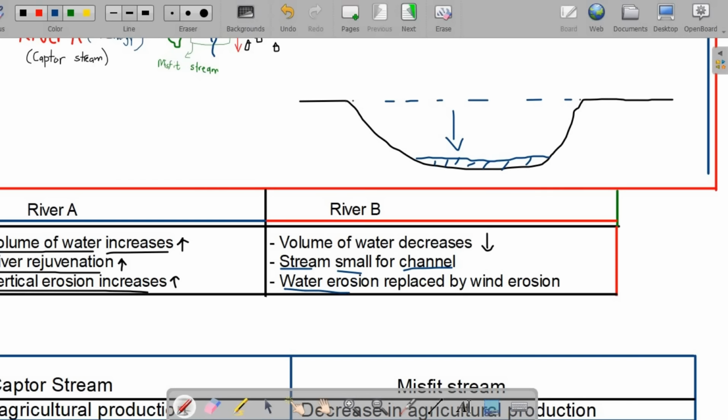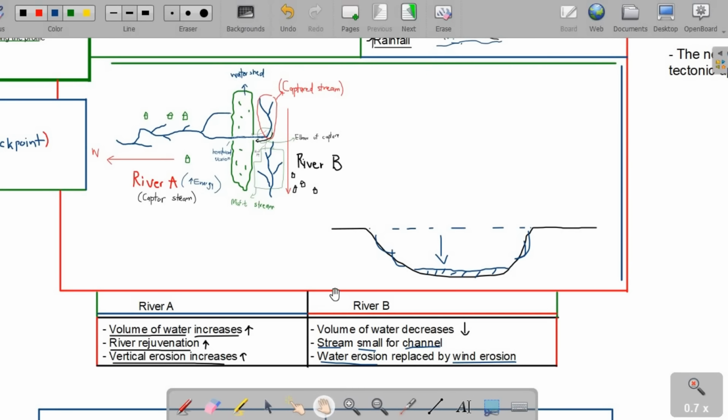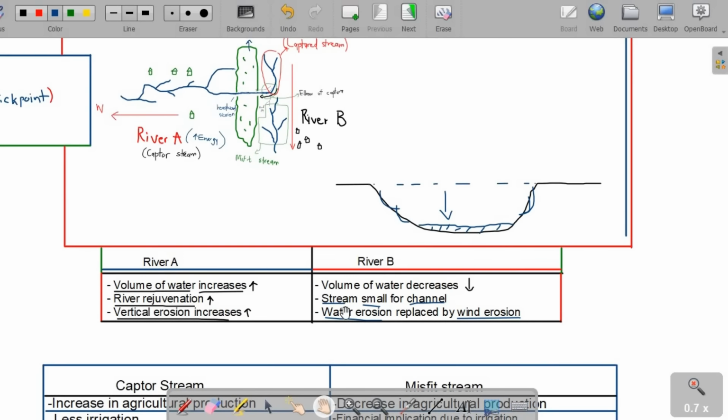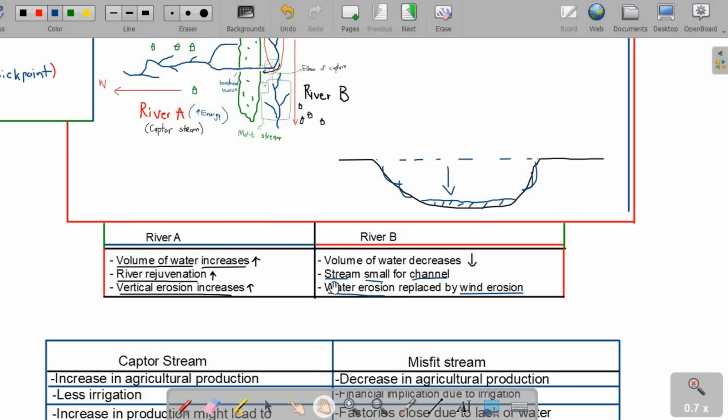And then water erosion is now replaced by wind erosion, because you do not have a lot of water. The rocks along the river channel will be eroded by wind, because there's not a lot of water. So the agent of erosion is changing from water to wind, right? So that's what we'll see there.